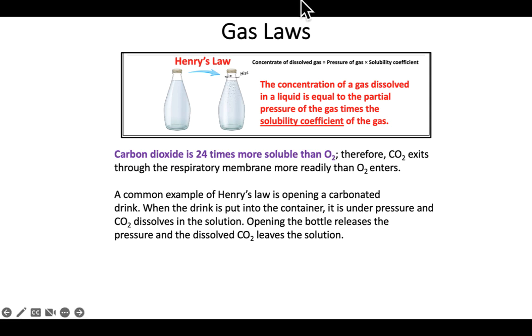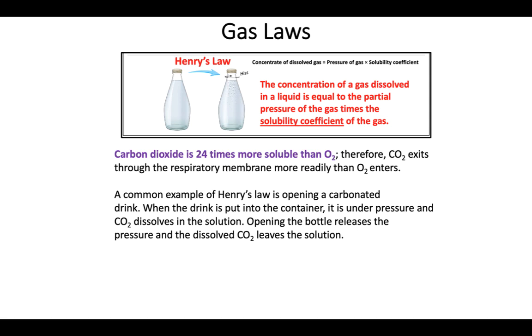All right, and kind of a day-to-day example of this is when you open up a soda and you get that carbon dioxide released. That's because you're getting rid of the pressure. All right, so when that bottle of soda has pressure, carbon dioxide dissolves in the solution. Well, when you remove that pressure, it comes out of solution. All right. Now, why is it important for the respiratory system?